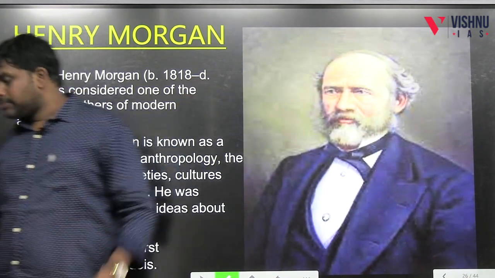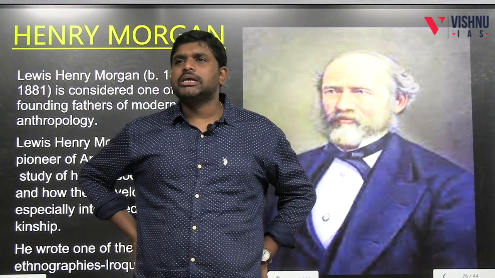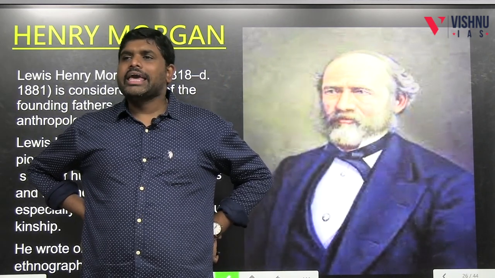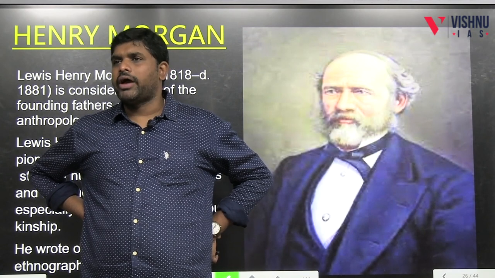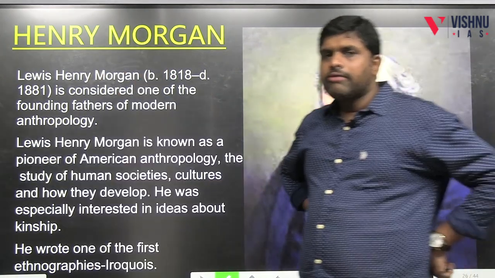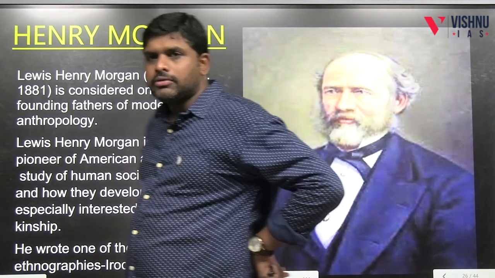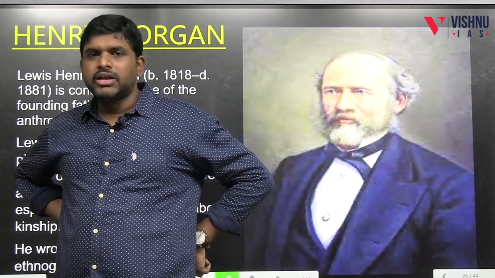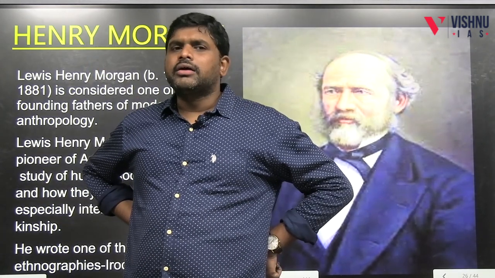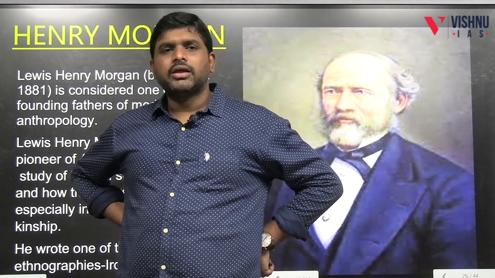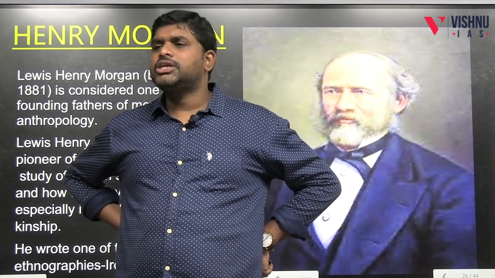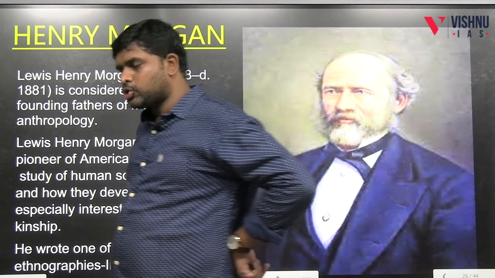Next, write one question. First question: classical evolutionist E.B. Taylor gave animism as the first form of religion. Why? Question mark. He regarded religion as a primitive science. Why? Question mark.